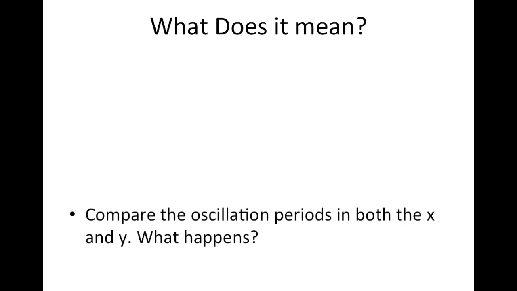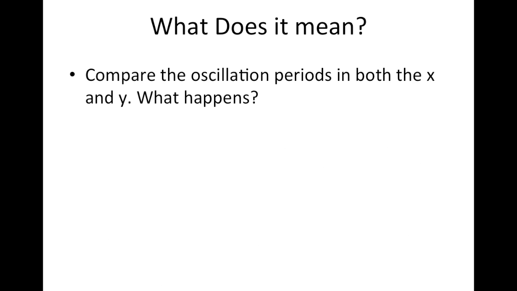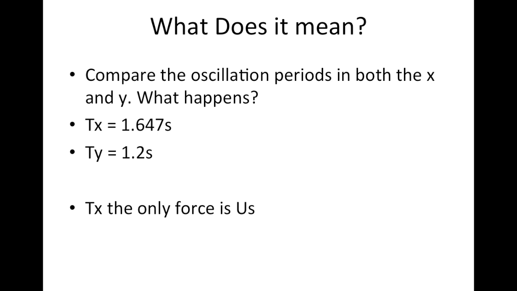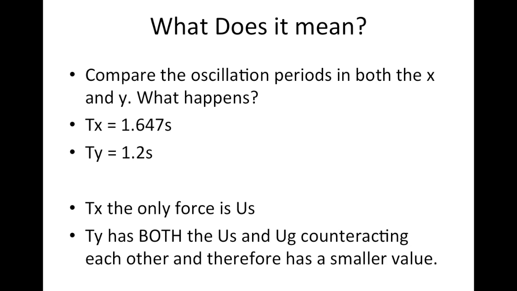The second what does it mean question compares the oscillation periods in both the x and y, and we need to see what happens. T sub x equals 1.647 seconds. T sub y equals 1.2 seconds. T sub x has only one force acting on it, and that is the spring force. T sub y has both the spring force and the force of gravity counteracting each other, and therefore that is why it has a smaller value.